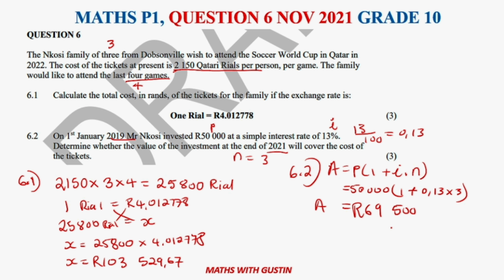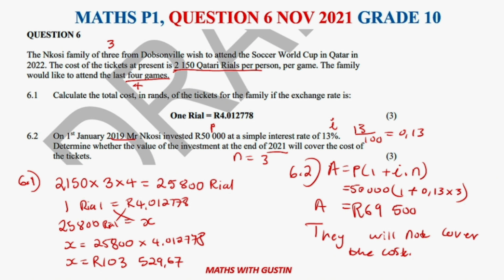Based on the exchange rate, we need about 100,000, and here Mr. Nkosi will only have 69,500. So we can simply say they won't be able to cover it. Now you need to answer the question, guys: they will not cover the cost if they invest the money at simple interest. But I think if he had invested at compound interest, he would have been able to cover the cost. Because it's simple interest, the amounts are very small.